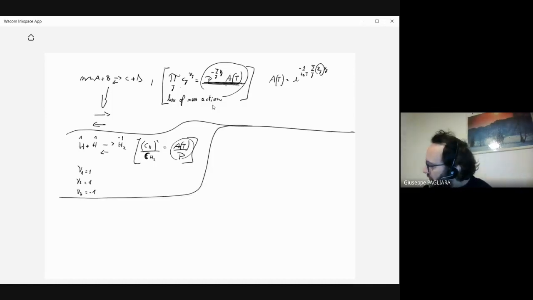Now, what we will do now is to use the law of mass action to study a process which is the thermal ionization of atoms.